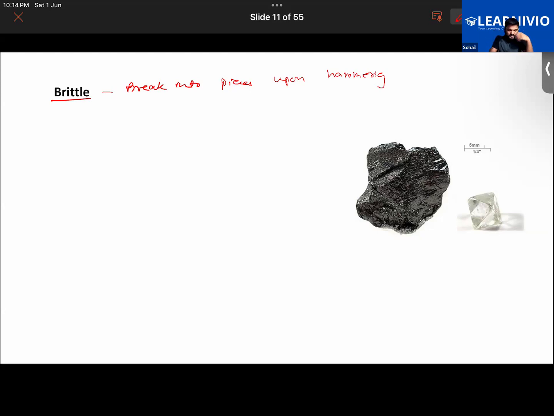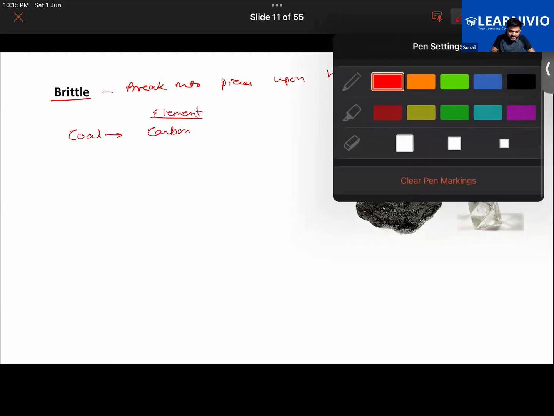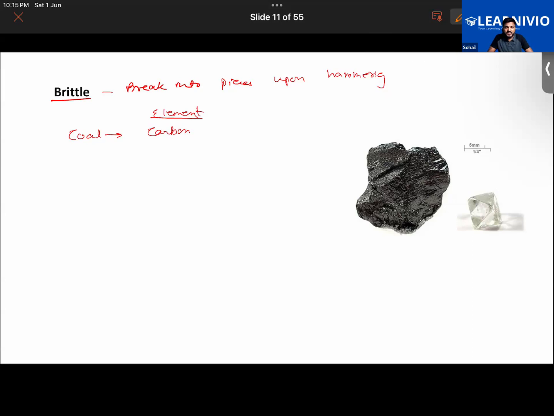Also, you need to know one more thing about the coal I'm talking about. It is basically made up of carbon, and carbon is a non-metal. Coal is made up of an element called carbon, and in the periodic table, you get to know that carbon is a non-metal.